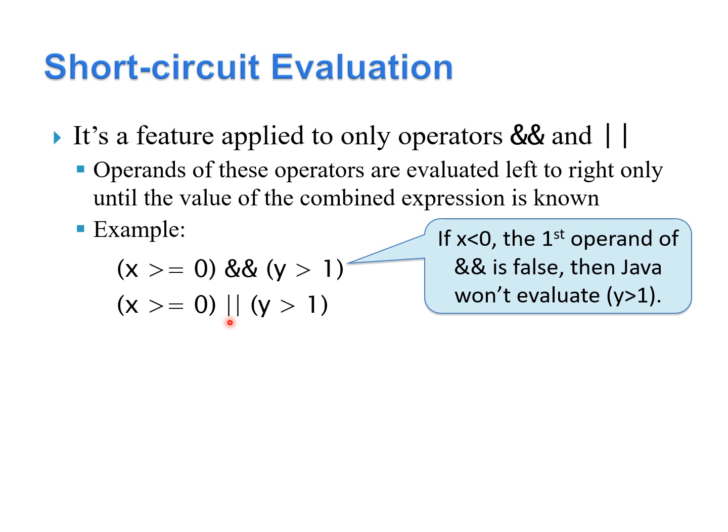Similarly, if we replace the logical AND with the logical OR, we know that if one of the operands is true, then the entire expression of the logical OR is true. So if the variable x has a value larger than or equal to 0 before this logical OR expression is evaluated, then Java also skips evaluating the second one, which is y is larger than 1.